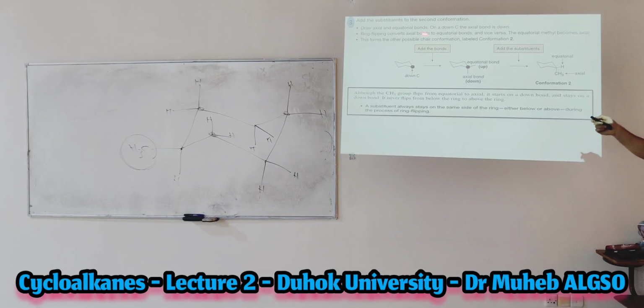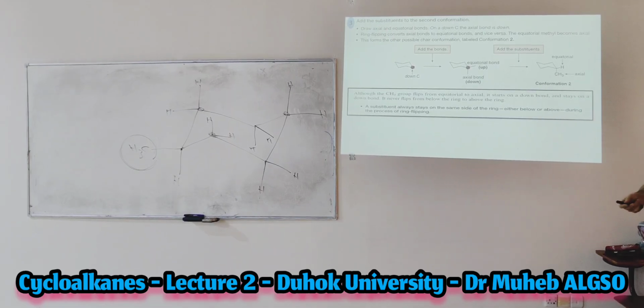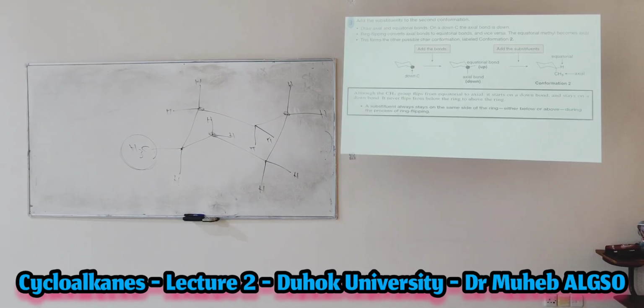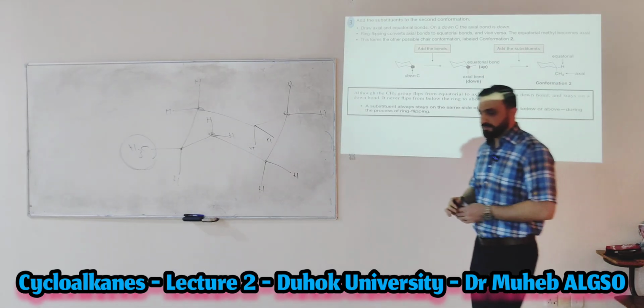This is important. Okay. And the reverse is also right. The equatorial methyl becomes axial. This is the equatorial methyl in the first chair form. This is the equatorial methyl now. In the second chair, it will be what? It will be axial. Okay? This forms the other possible chair conformation, labeled conformation number 2.